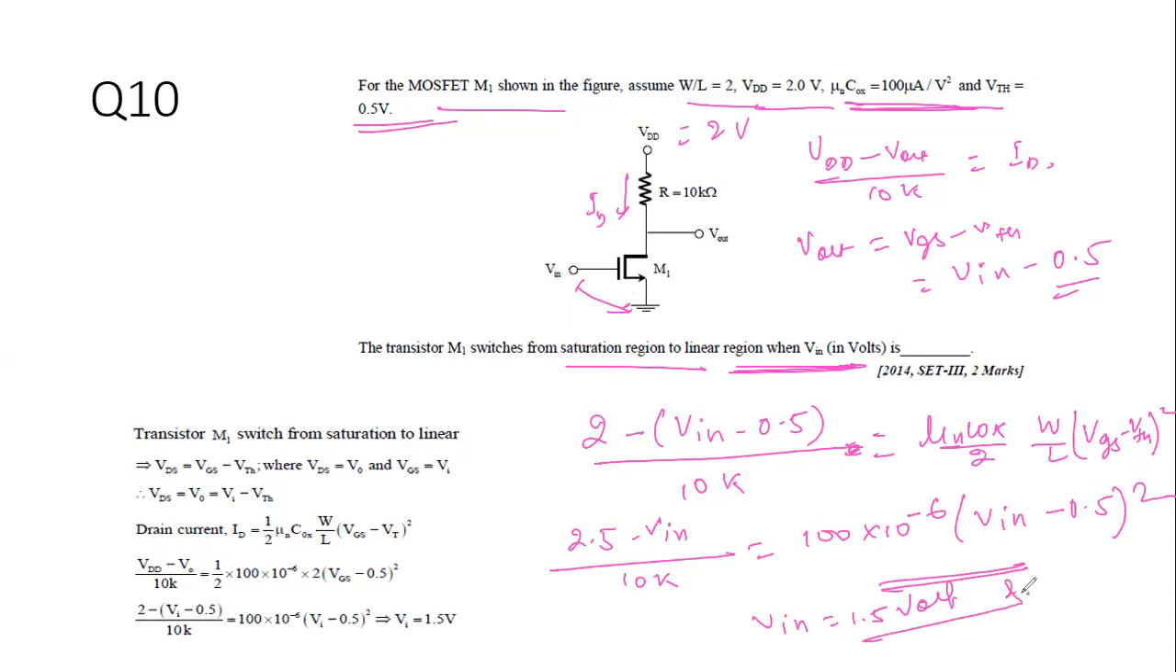Okay, so this is nothing but your current equations. That is, at an input voltage of 1.5 volt, it will change. That is how it will change, because as we know that VDS greater than or equal to VGS minus VTH is called the saturation region.